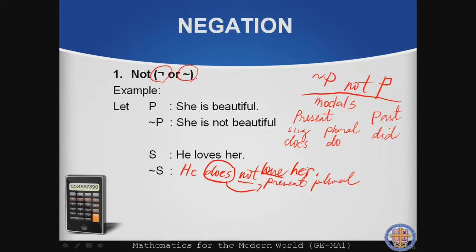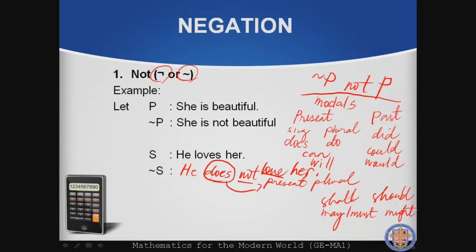And other modals that you can use is can. Okay? Past form could. Then will. This will is future tense of verb, and the past form would. Then we can also use shall, past form should. Then we can also use may or must, past form might. So these are the modals that you're going to use when you negate a proposition.